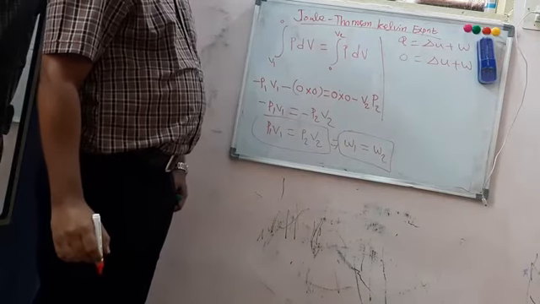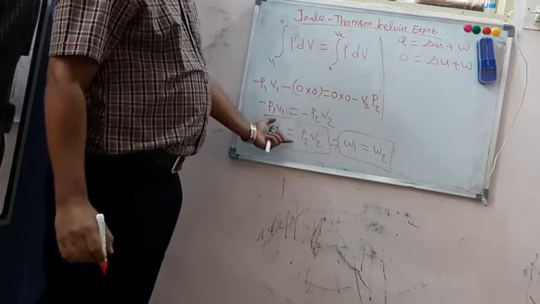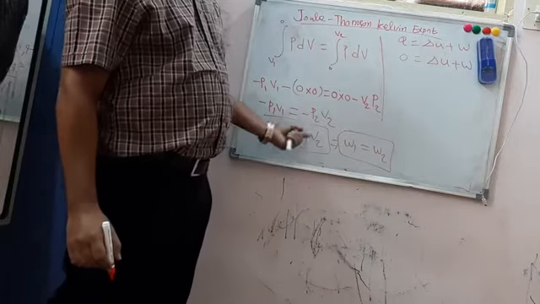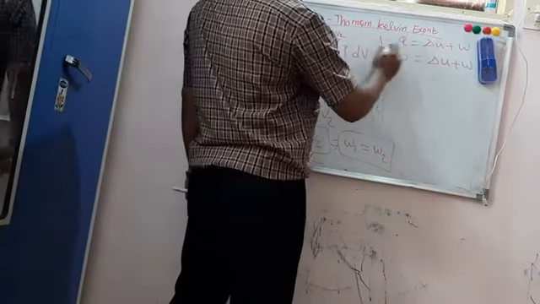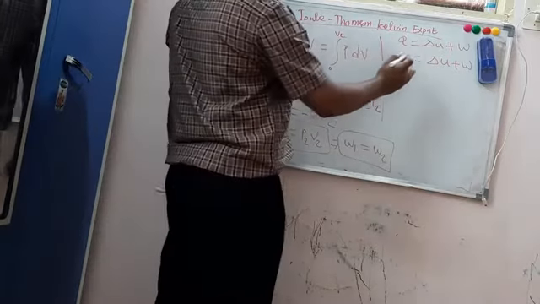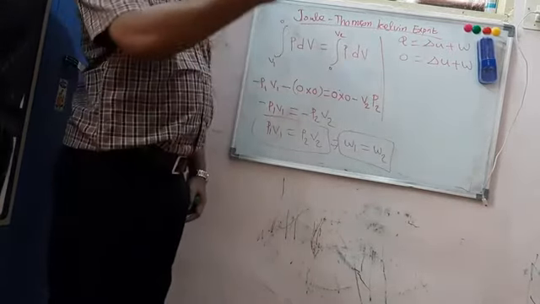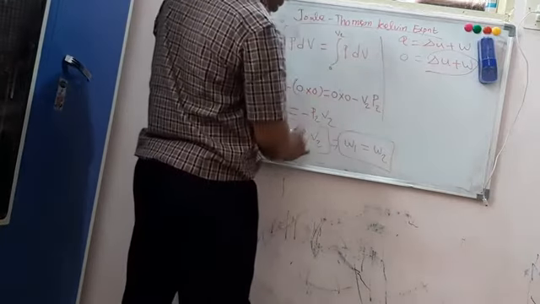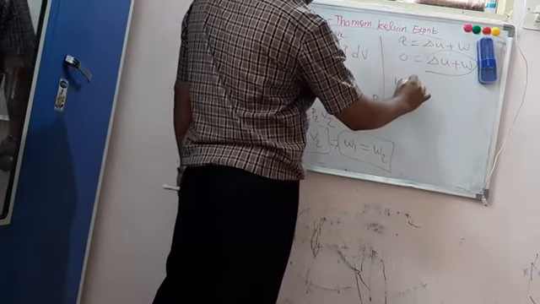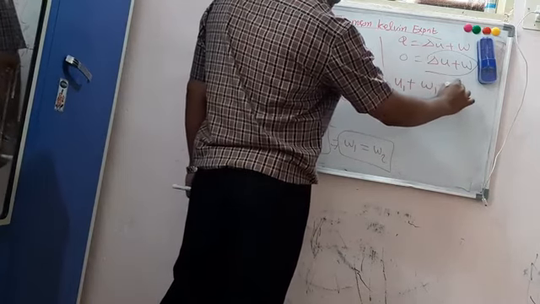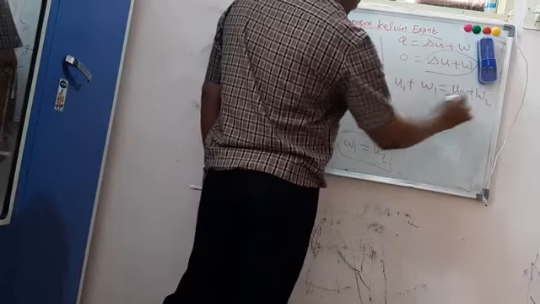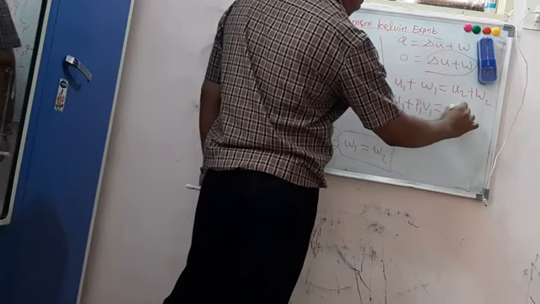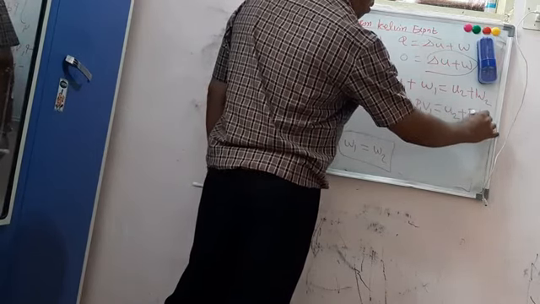Based on this expression, you can apply P1 V1 and P2 V2 here. You can write like this: for the left hand side of the reservoir, internal energy will be U1, and for the right hand side, internal energy is U2. So you can rewrite this expression as U1 plus W1 equal to U2 plus W2. So U1 plus P1 V1 equal to U2 plus P2 V2.